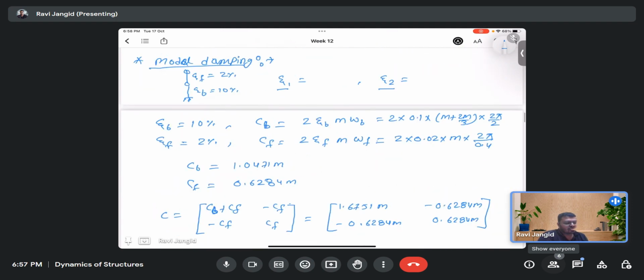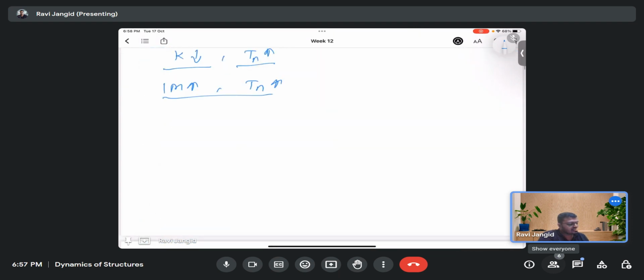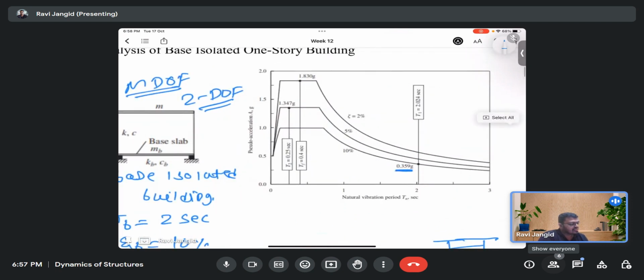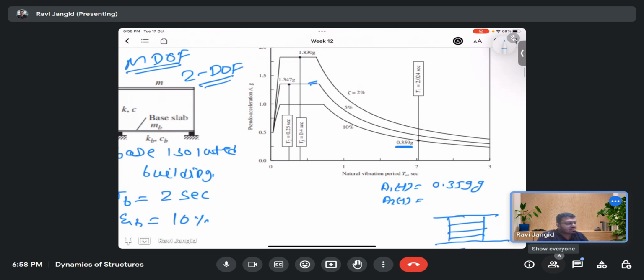Okay. So when I go to the spectra, I can see I have the curve for the 10%. If I need to be exact, then I need to find the curve for the 9.65%, but here we are going with the 10%. So my A1T would be 0.359 G, and corresponding to T2, near the 5% damping curve, A2T is 1.347 G.